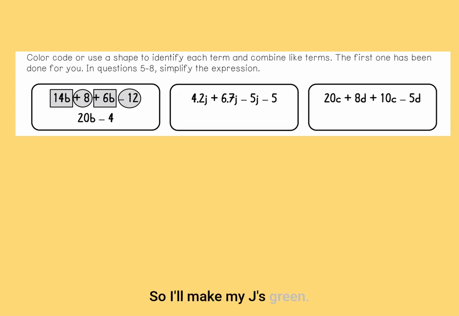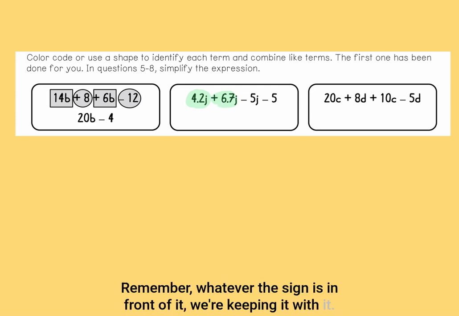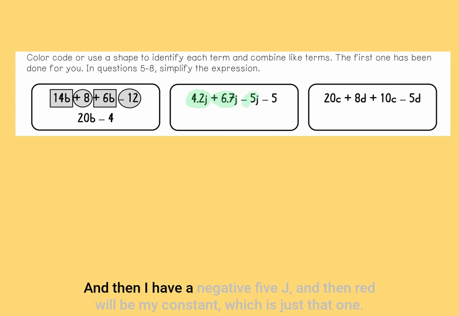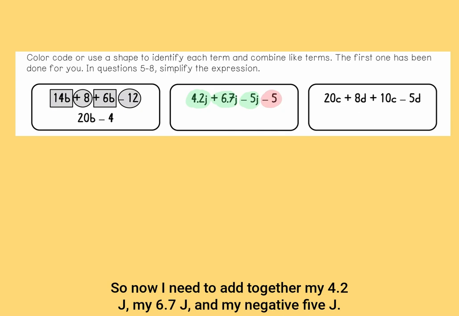So I'll make my J's green. So 4.2J is green, and then I've got my 6.7J, and I'm keeping the plus with it. Remember, whatever the sign is in front of it, we're keeping it with it. And then I have a negative 5J. And then red will be my constant, which is just that one. So now I need to add together my 4.2J, my 6.7J, and my negative 5J.